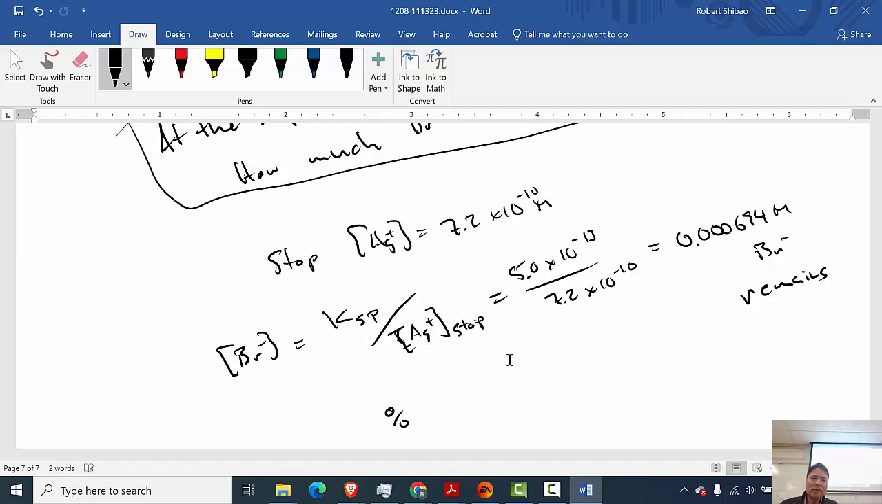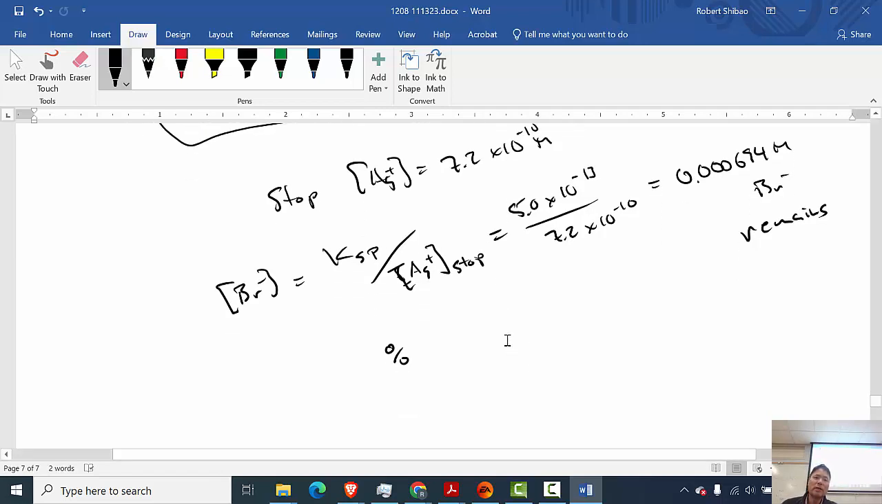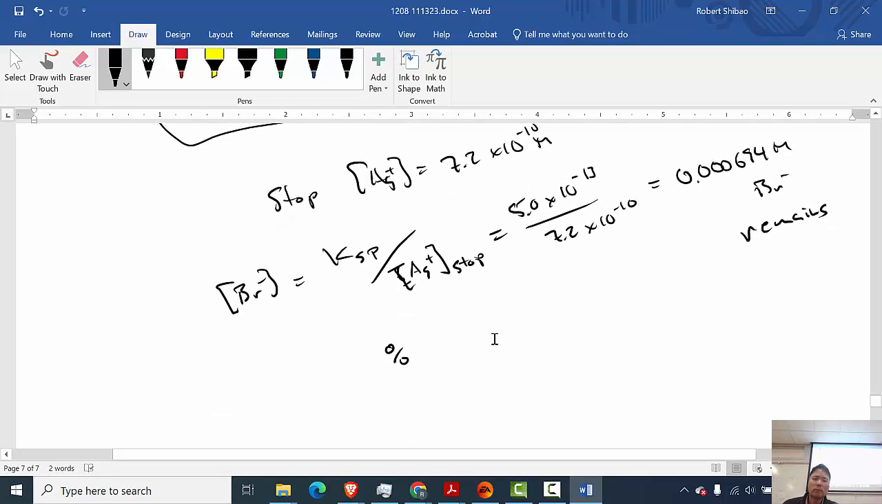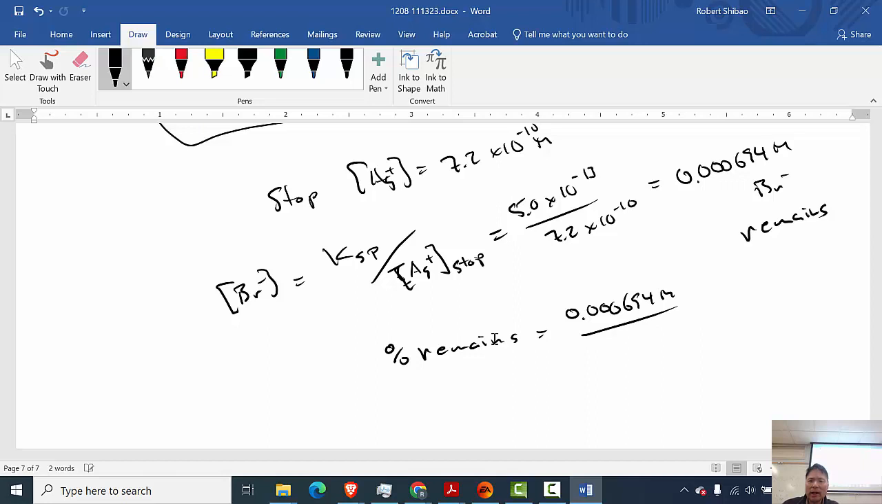And therefore we can calculate the percent precipitation by first calculating the percent that remains. And so the percent that remains is we had 0.000694 molar bromide left in solution, and we started off with 0.0022 molar bromide initially, times 100%.